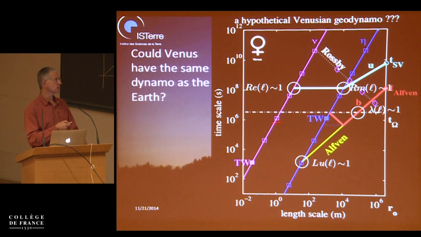This is the same diagram as before for the Earth. The only thing which has changed now are these two lines, the day line, because Venus spins much more slowly, 240 days instead of 24 hours, and this Rossby line, which is now at the higher level. And you see here that if things were exactly the same in Venus as in the Earth, just because Venus spins much more slowly, we might not expect to avoid this equipartition scenario.